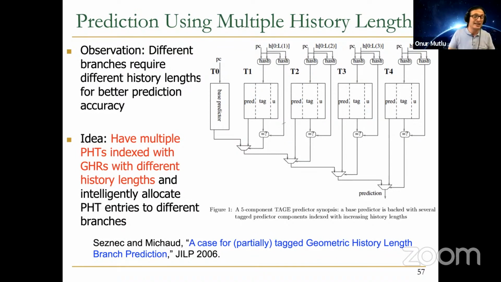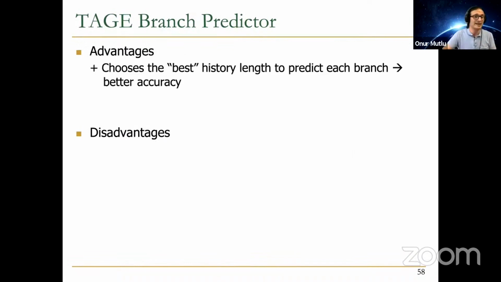And it's actually a very nice idea. That way you can use the history length that fits the branch, if you will. And this turned out to be a very strongly accurate predictor compared to other hybrid predictors. And this is actually used in many processors, a variant of this. Not exactly this clearly. But let me give you the advantage and disadvantage of this.